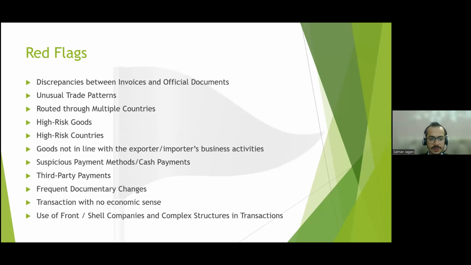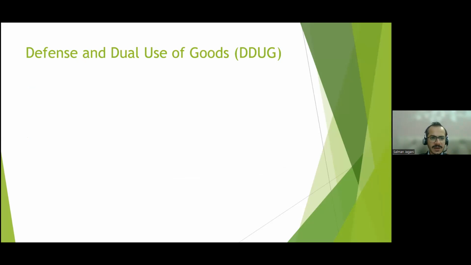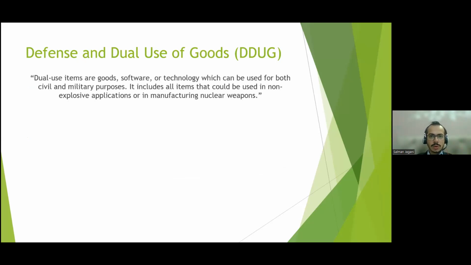Then there is the use of front or shell companies and complex structures in transactions, which need to be taken care of. Here we have defense and dual use goods. Now, what are they? I'll just read out the definition. Dual use items are goods, software, or technology which can be used for both civil and military purposes.